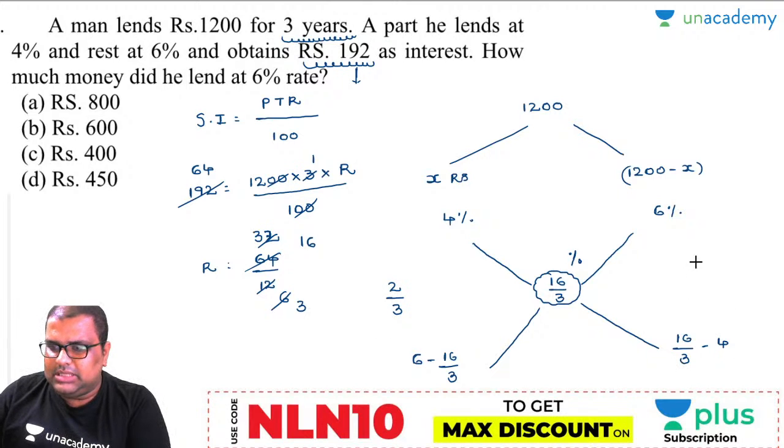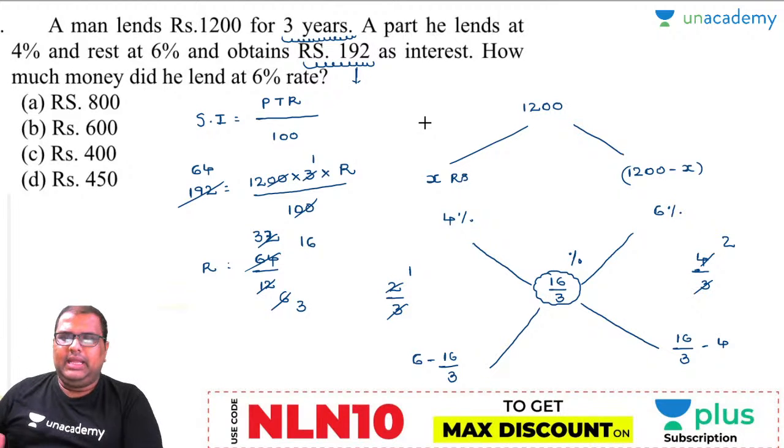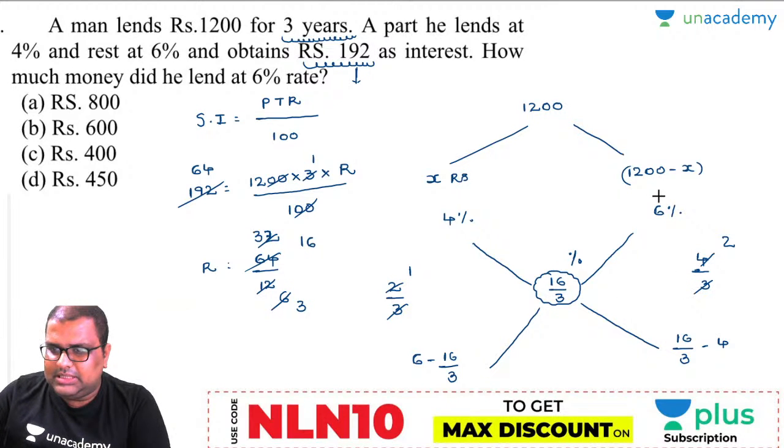Now here 4 threes are 12. Is it 4 by 3? And your 3 gets cancelled. What is the ratio there? Is it 1 is to 2? Perfectly, 1 is to 2. What is the answer there? How much money did he lend at 6% interest rate? This is the question asked.